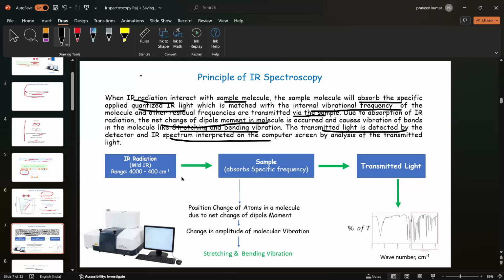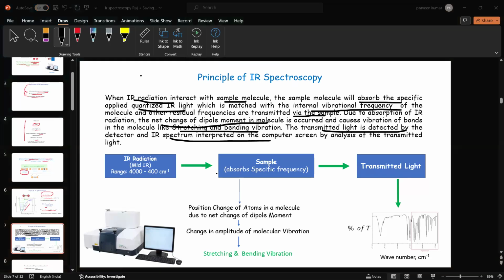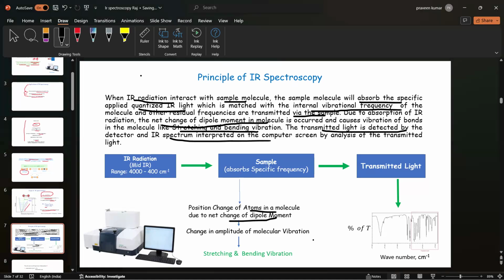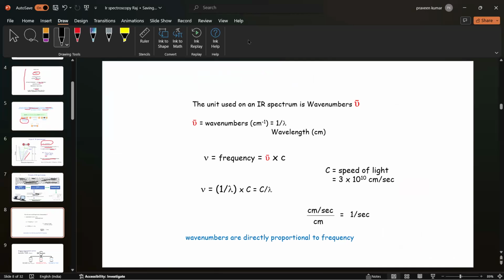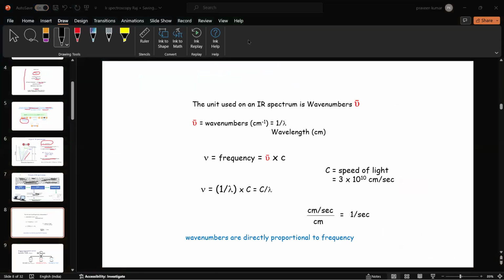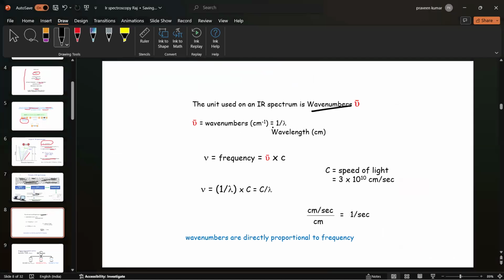So this is basically the principle of IR, where IR radiation falls on a sample. The sample only absorbs the IR radiation when its vibrational frequency matches the incident IR frequency, which leads to a change in the position of the atoms in the molecule due to a net change in the dipole, and the rest leads to transmitted light. Here we use the wave number. Wave number, as I mentioned earlier, is equal to 1 by lambda. Frequency is equal to wave number times c, so wave numbers are directly proportional to the frequency.